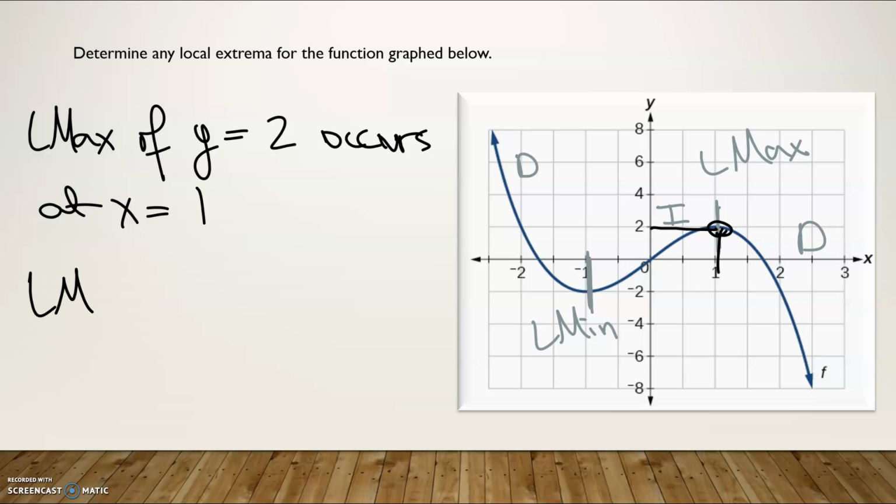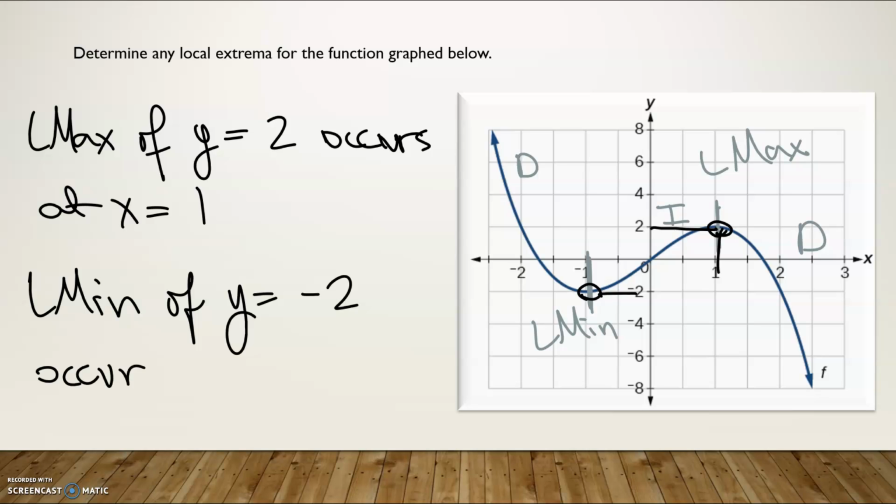And then I have a local minimum of y is equal to something. Looks like that occurs about here. That looks like -2. And that occurs at x is equal to, looks like, -1.